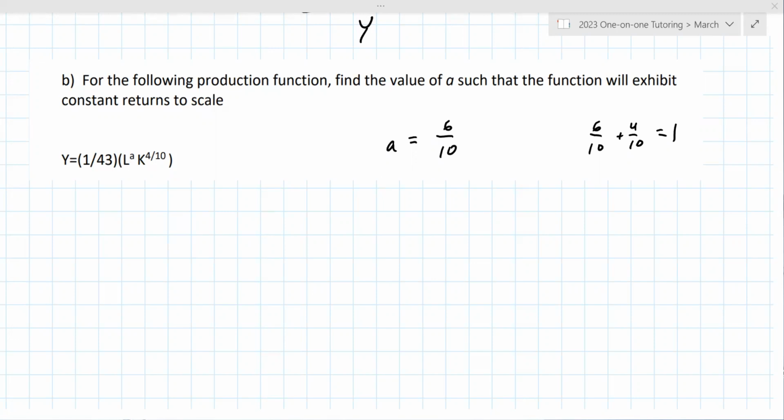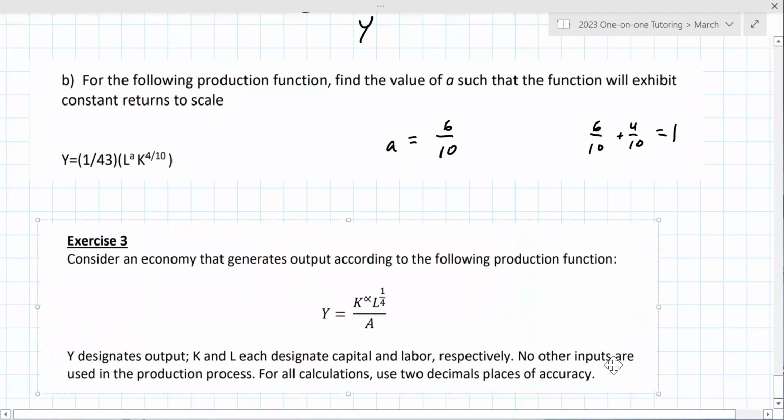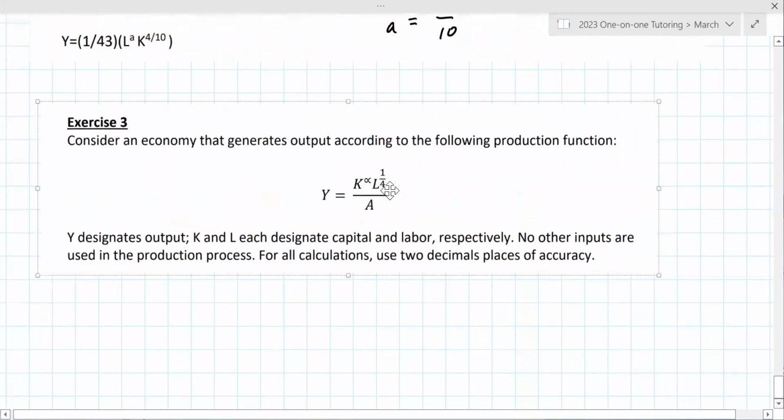All right, so move to exercise 3. Sounds good. It says, consider an economy that generates output according to the following production function. So whenever you see this K and L, you want to think Cobb-Douglas. Y designates output, K and L, capital and labor. That's what I was looking for earlier. No other inputs are used in the production process, and so on.